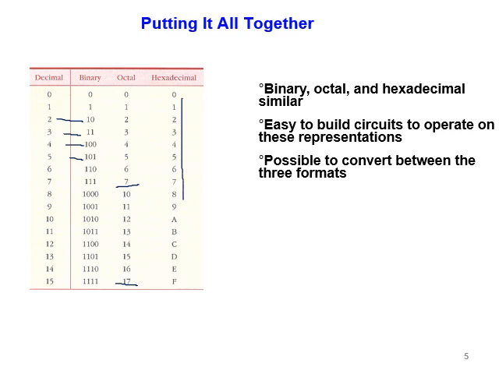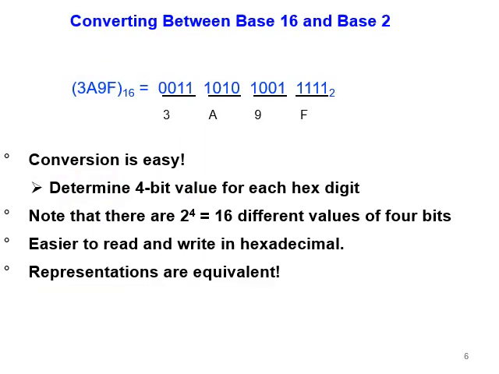From 0 to 9 is clear, and then from A to F, these are the remaining numbers. Now, conversion between base 16 and binary, which is base 2, is easy. Have a look. You see here, this is 3A9F. We're supposed to start from F, F9A3. See, the base is hexadecimal, 16. So I take them one by one.